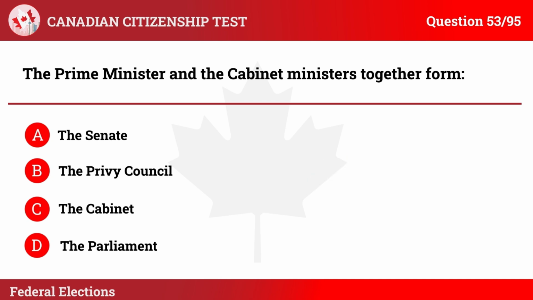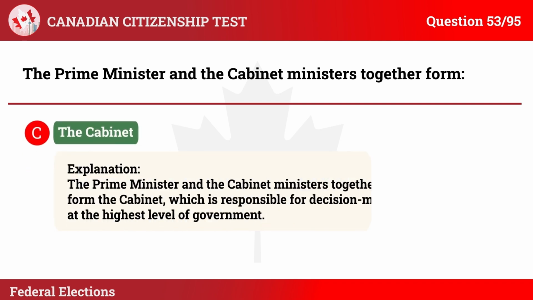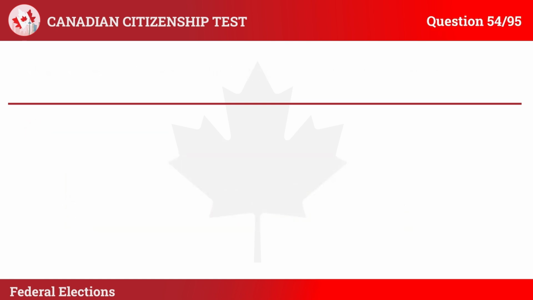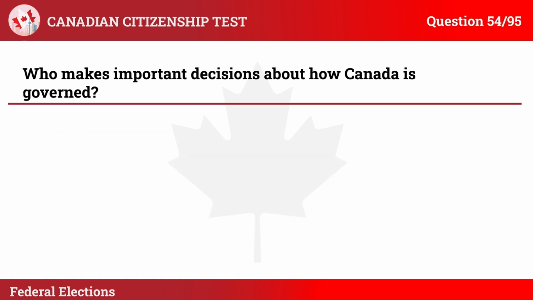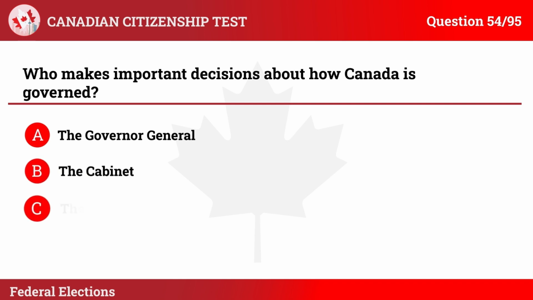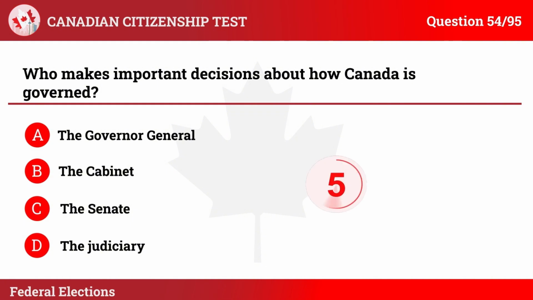The correct answer is C. The Cabinet. Explanation: the Prime Minister and the cabinet ministers together form the Cabinet, which is responsible for decision-making at the highest level of government. Question 54. Who makes important decisions about how Canada is governed? A. The Governor-General. B. The Cabinet. C. The Senate. D. The Judiciary.